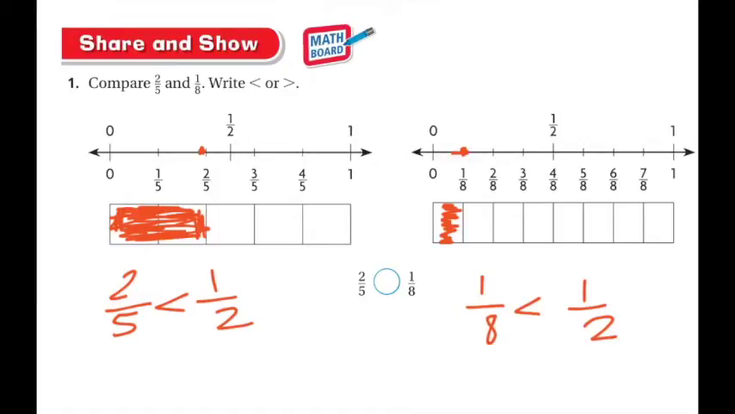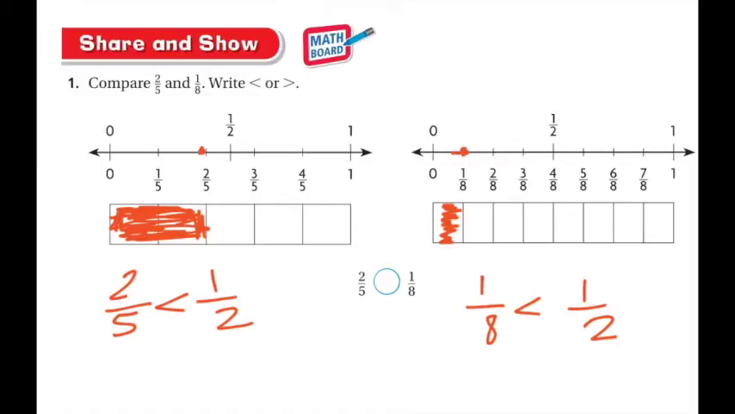Now I have to think of what else I can say to reason why one of these fractions would be larger than the other. Well, when I think about 1/8, I know it's really close to 0 because it's just 1/8 away from 0. Okay? And look at how far it is from 1/2. It's 3/8 away from 1/2. So 1/8 would be really close to 0.